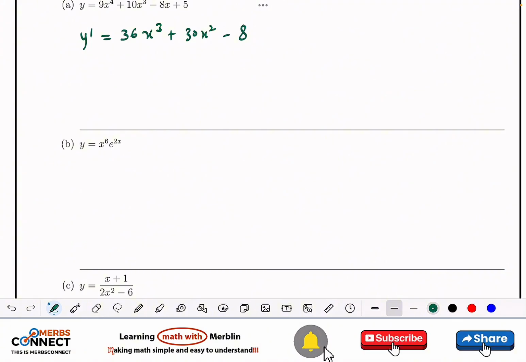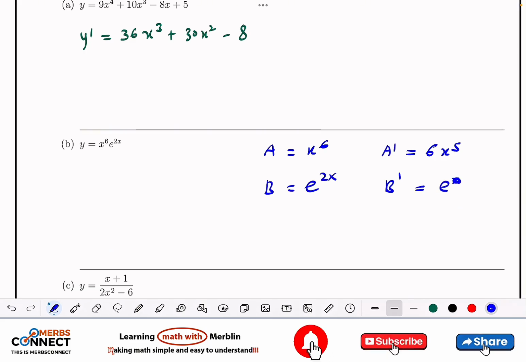Now let's look at b. B is a product rule. So let's assign variables. Let's assume that we have a and we have b. Let's choose a to be equal to x to the power 6 and b to be equal to e to the power 2x. A prime is equal to 6x to the power 5. B prime, when you differentiate this, you maintain the function, then we multiply by the derivative of the top, which is going to be 2. So this is going to give us 2e to the power 2x.